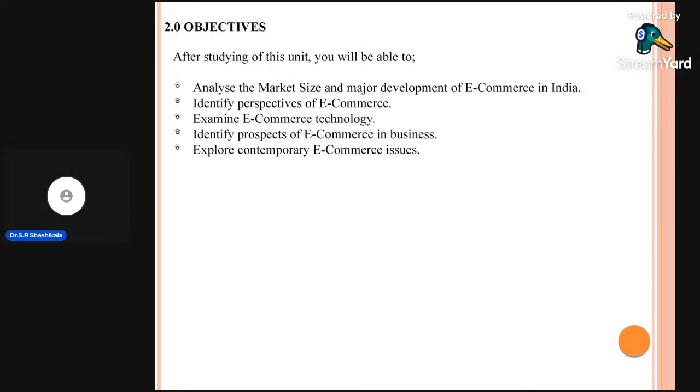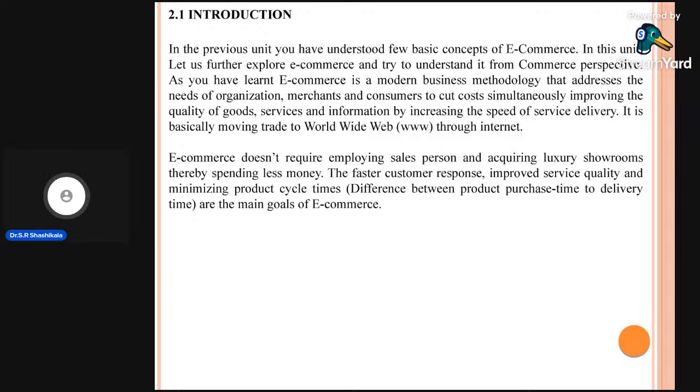So in this unit, we will be understanding the market size and the major developments of e-commerce in India. We will be understanding the e-commerce technologies and prospects of e-commerce in India, and also the contemporary e-commerce issues we come across in India. So let us understand how the managing of electronic commerce takes place.